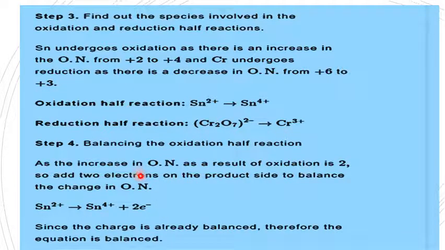आप किस तरफ ऐड करेंगे? जिस तरफ आपके, you can check it out on the product side. So what will you do? Sn2+ gives Sn4+ plus 2 electrons. Since the charge is already balanced, therefore the equation is balanced. यहाँ पर आप देख सकते हैं आपका जो चार्ज है वो balanced है, तो आपकी ये equation balanced है.